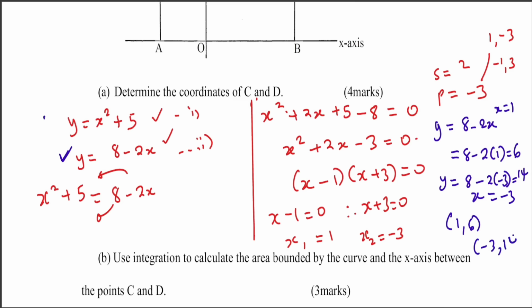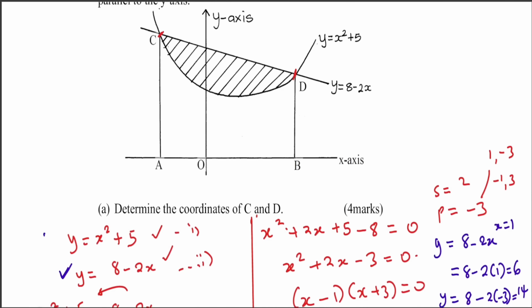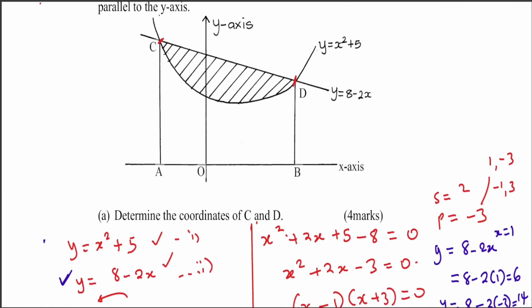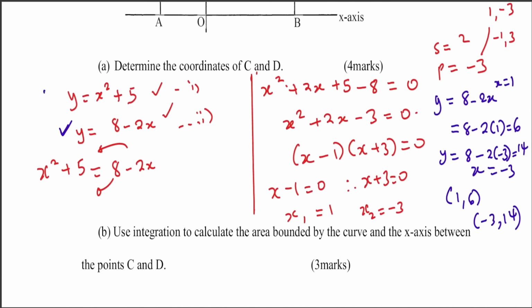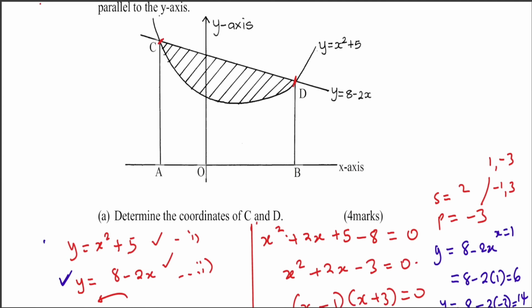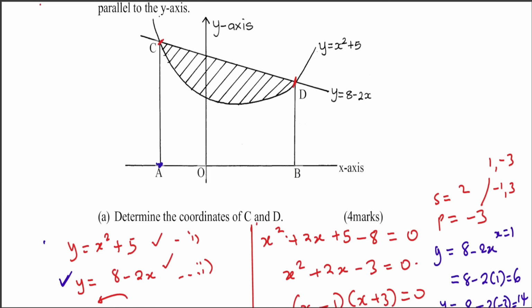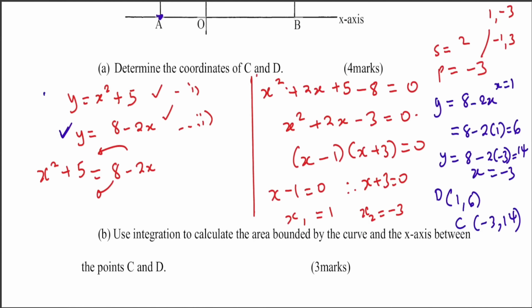Now which one is C and which one is D? If you look at this, D usually has positive values for x and y. So most probably this is D, and most probably this is C, because if you look at C, the x value is usually on the negative x axis, and the y value is usually higher. So your answer is C, negative 3, 14, and D, 1, 6.